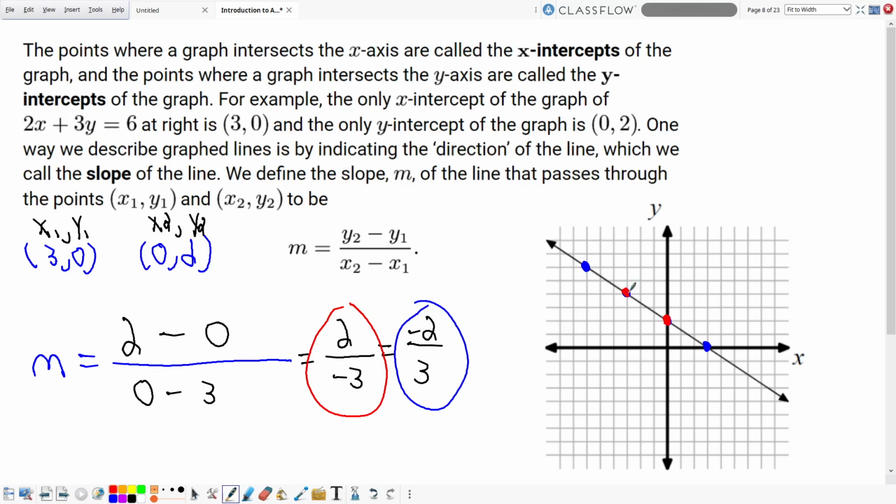And hey, wouldn't you know, I end up at this point. And again, same thing. Up 2, to the left 3. And there we go. So you can write it both ways. I just tend to write it with the negative in the numerator. I think it's more standard. But either way, it will show you the direction your line should be moving. The steepness and the direction.